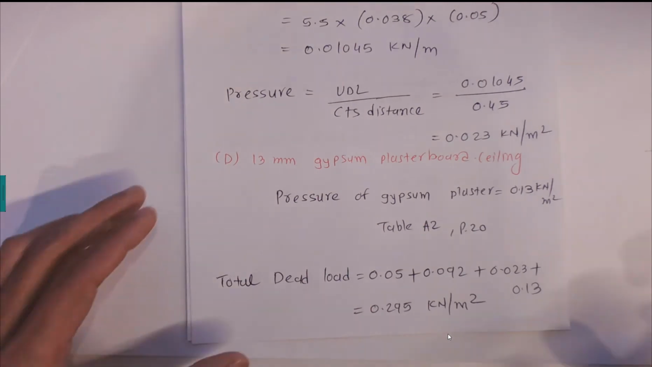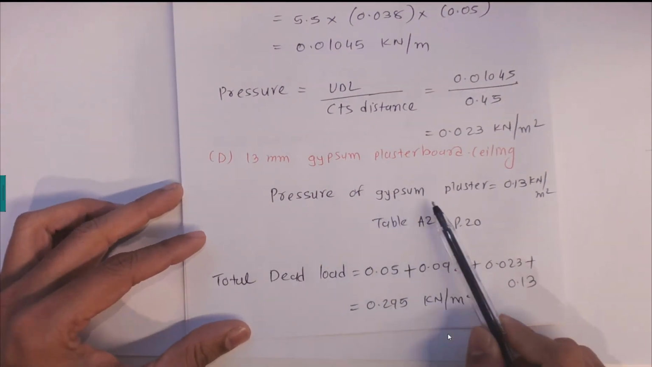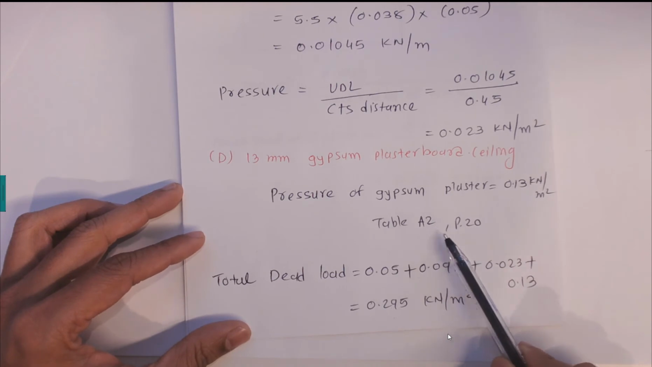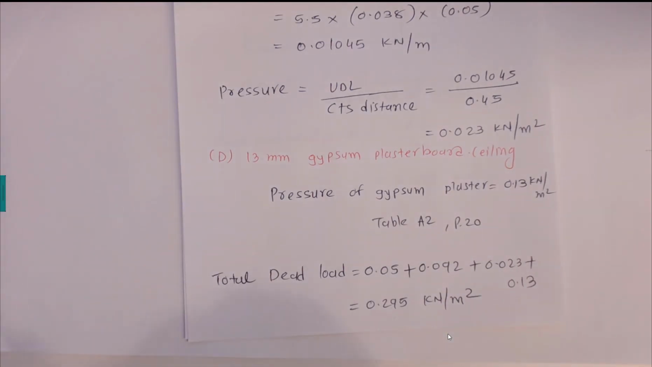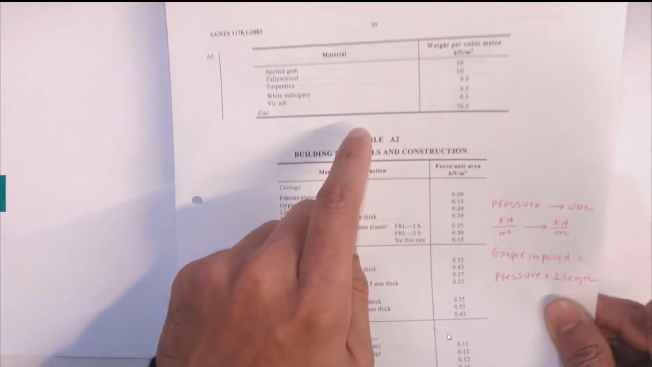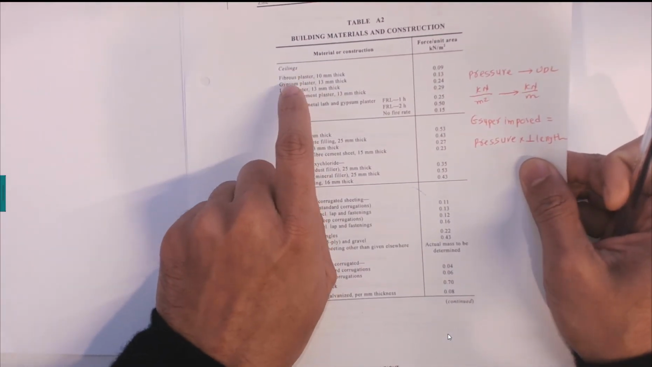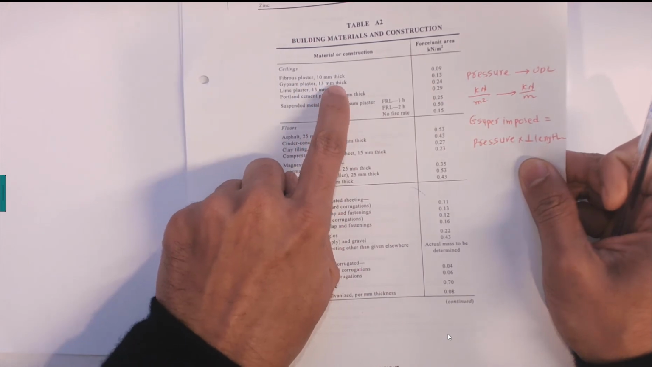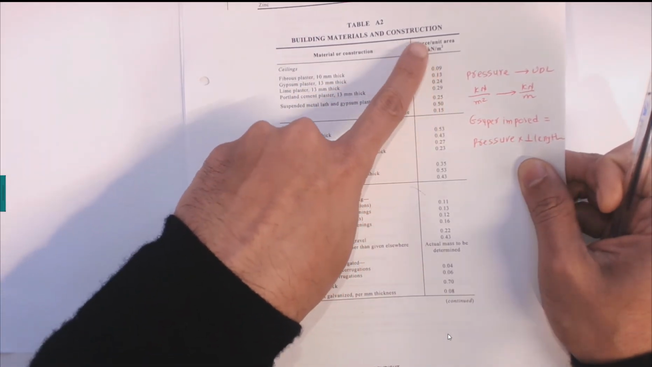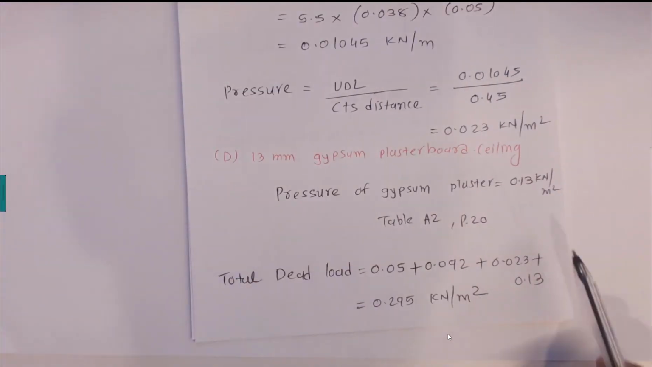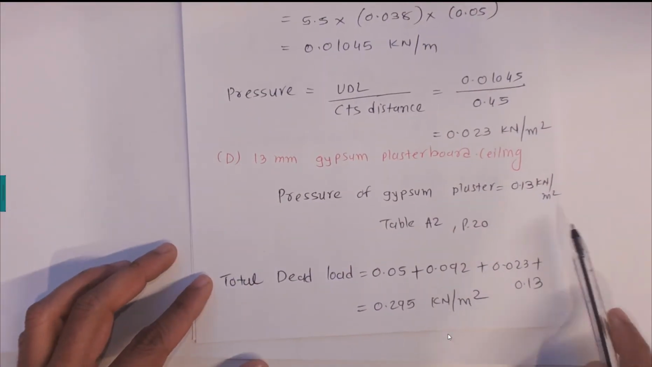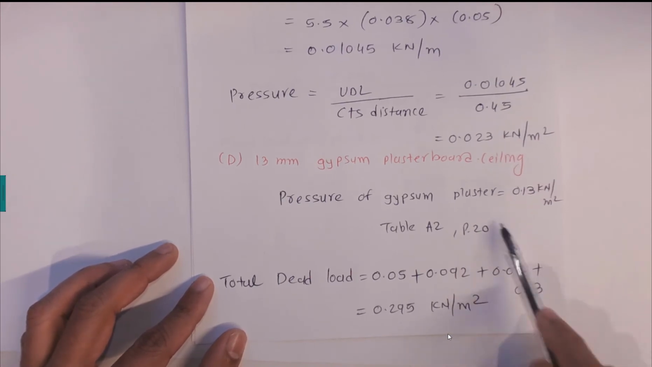Now for this case, we need to calculate the pressure for the gypsum plasterboard. If we check Australian standard table A2 on page number 20, we can find it in the ceiling sections. We can find the gypsum plasterboard, which is 13 millimeters. It has 0.13 kilonewton per meter square. So we have 0.13 kilonewton per meter square, which is table A2 on page number 20. It's in the ceiling sections.